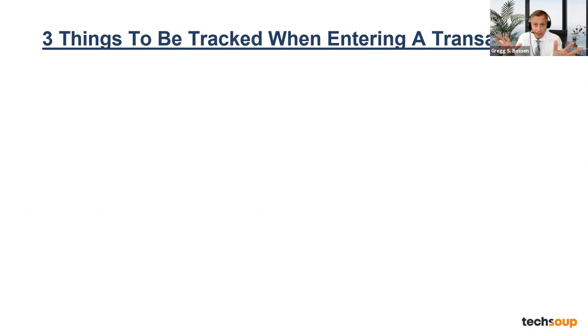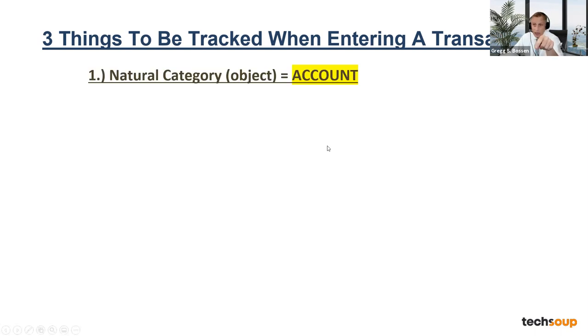Now, just look at the screen here. Let's all just take a breath, because I know even those of you that are already using QuickBooks, you're probably not getting the reports out of the software that you need because you don't have things set up correctly. So when you're entering a transaction in QuickBooks, there are three things that you need to worry about. The first thing that you need to worry about and that you need to tell QuickBooks is what I call the natural category, okay? And that's what your chart of accounts list needs to be.